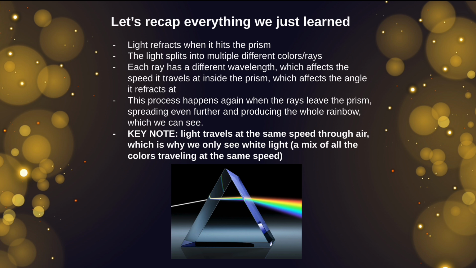Now, one key note that I did not mention earlier is that light actually travels at the same speed through air, which makes sense because if they didn't, then we would have them refracting on every surface, and we'd only see rainbows. But because they move all at the same speed, they're cohesive, and all the colors smashed together produce white light that we can see.